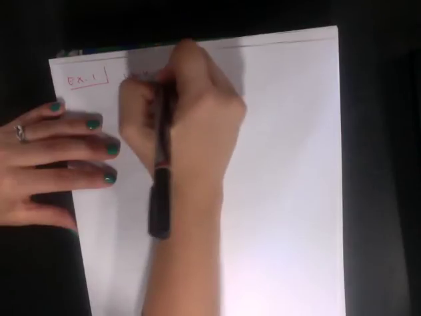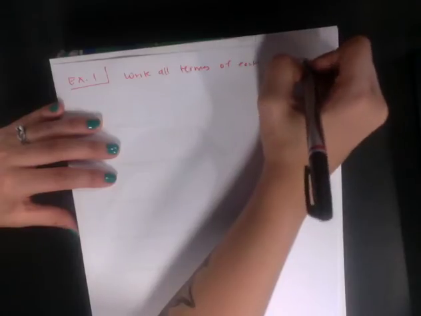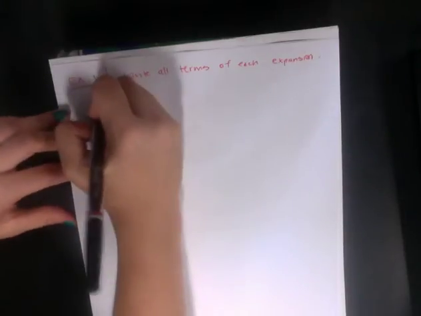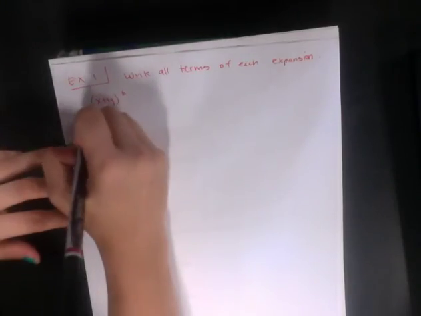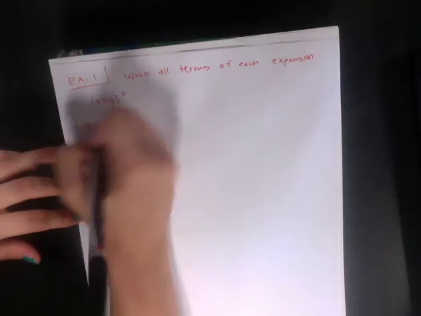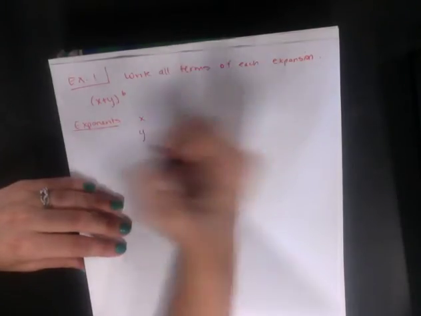Okay, example 1. Write all the terms of each expansion. (x + y) to the 6th. Okay. So, let's first look at our exponents. Okay, we have x and y.